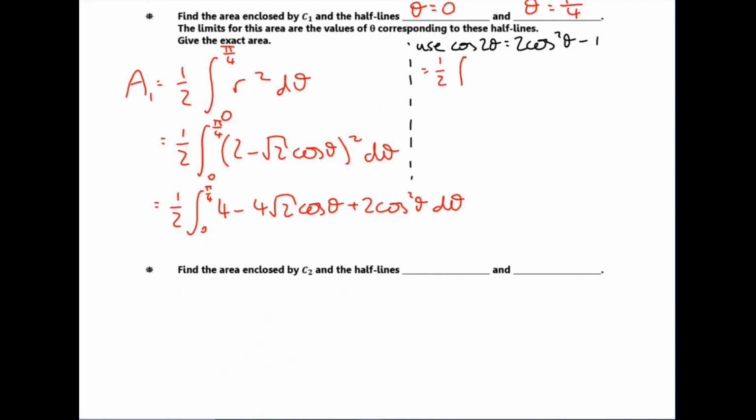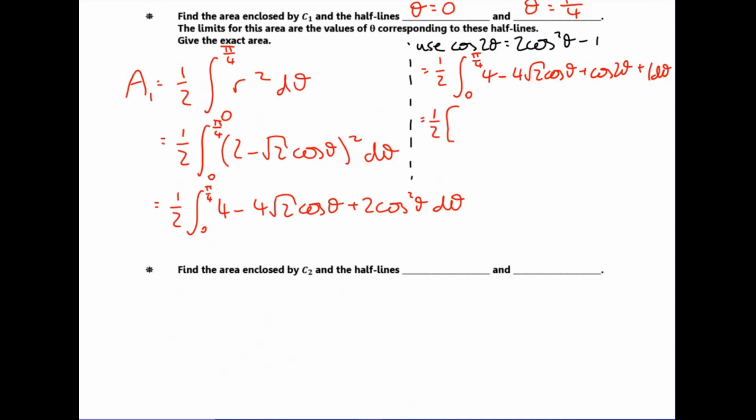This is half the integral pi over 4 to 0 of 4 minus 4 root 2 cos theta, and that's cos 2 theta plus 1. Obviously, the 4 and the 1 you can combine to give 5. Let's do this integration. You can take the half inside if you want, or you can leave it outside. It doesn't matter. I'm going to leave it outside.